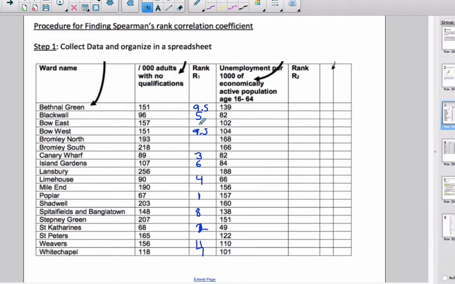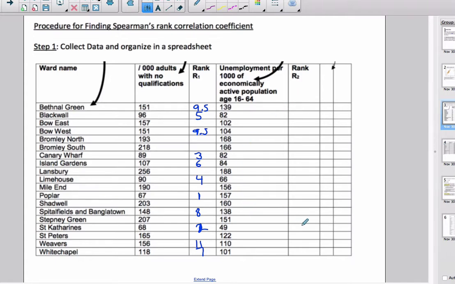And then you go on and you do 12th, 13th, 14th. There's no more ties here, so it's pretty straightforward after that. You go all the way up to 19th place because there's 19 data values. You do the same thing with the other set of data here.